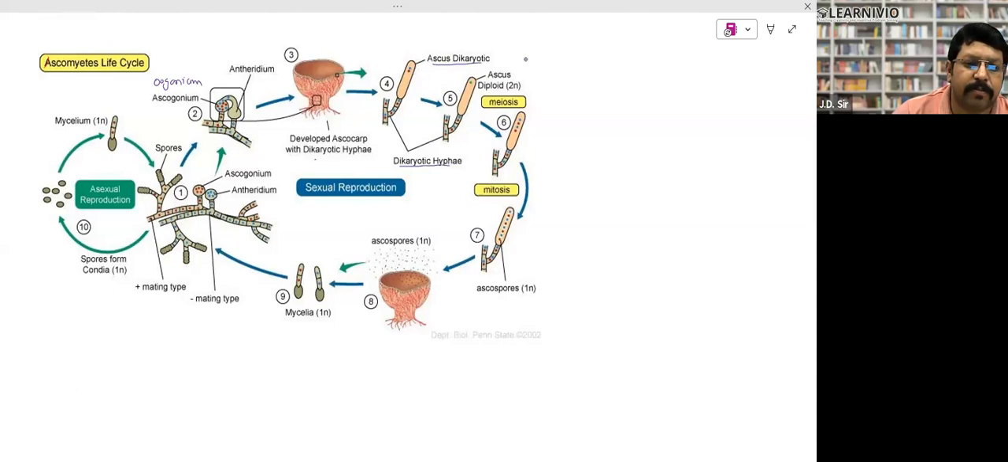Try to understand. When both of the nuclei fuse, formation of a diploid ascus takes place, right? So this is karyogamy. Karyo means nucleus and gamy means fusion. Both get fused. This is called karyogamy. Nucleus fusion takes place. After that, meiosis takes place. So what happens with the meiosis? One nucleus will break down into four nuclei, but all these four nuclei will be haploid. Four haploid nuclei. And here, one nucleus, but this is a diploid nucleus. Is it clear or not?